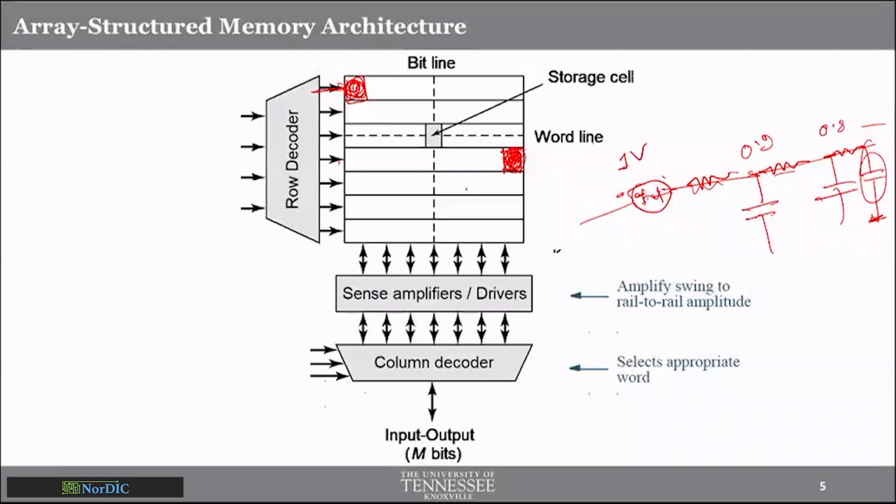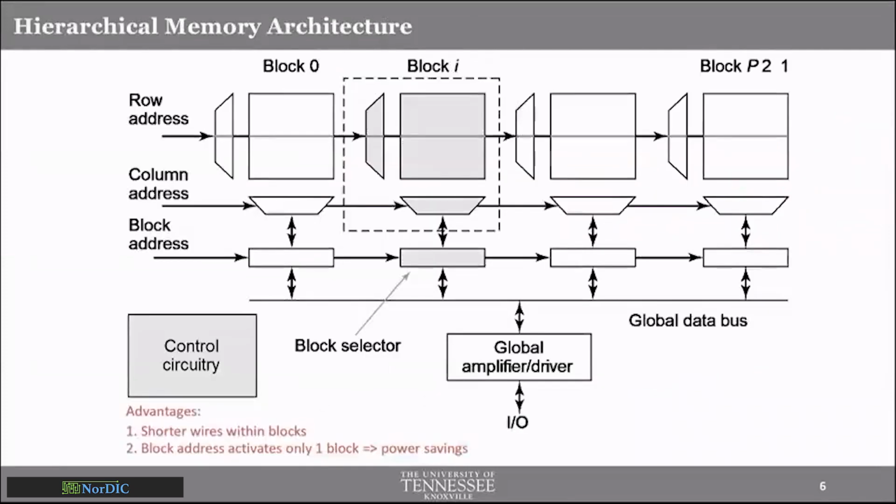So the fact is, we don't use a huge array. We divide it into smaller chunks, and then we first select a chunk, like a block, and then within the block we select a row and a column, and that's exactly what you see. This is block 0 and so on, so many different blocks. You first select a block, and that's what you see here, block address. You either select this one or this one or this one. Say we have selected this one, that's why it's gray.